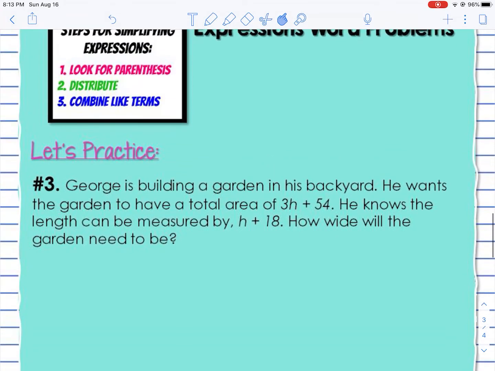One more problem. George is building a garden in his backyard. He wants the garden to have a total area of 3h plus 54. He knows the length can be measured by h plus 18. How wide will the garden need to be?